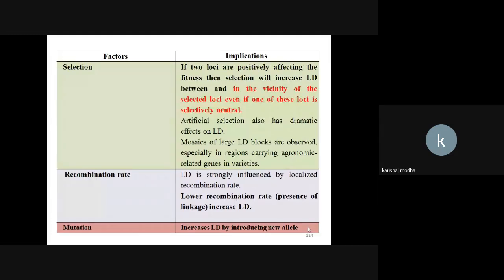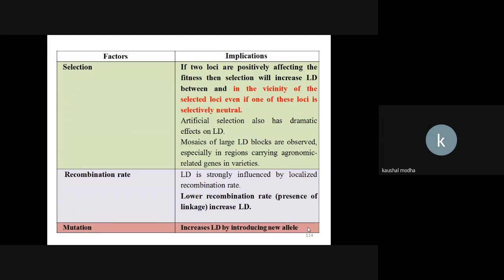LD is strongly influenced by recombination rate. As I told you earlier, linkage and LD both are influenced by recombination rate. The lower the recombination rate, the more linkage will be present, and the lower the recombination rate, the higher LD will be. If recombination rate is high, then LD will decay. So there is one terminology for us, LD decay.